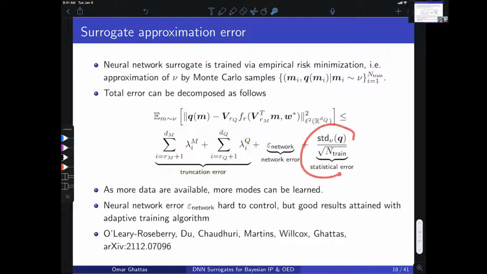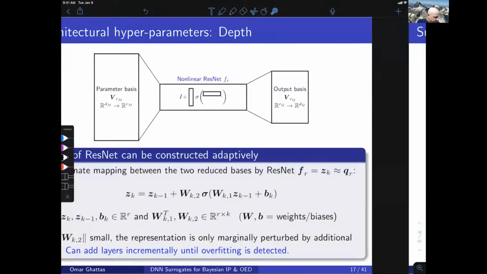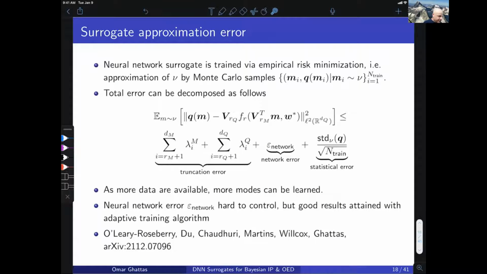Can I, Omar? Yeah. Just a quick question. Isn't there also an error coming from the way you compute these dominant directions via Monte Carlo? I mean, you computed these randomly, right? So why does it not show up? Yeah, I don't have the expression here, but that's absolutely right.